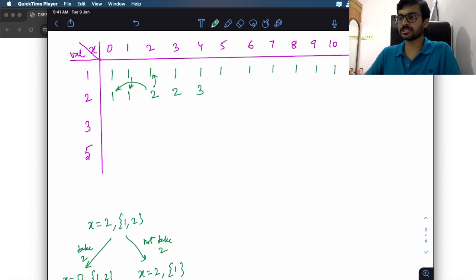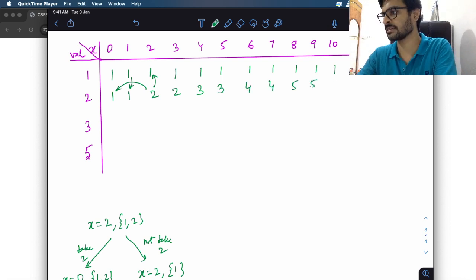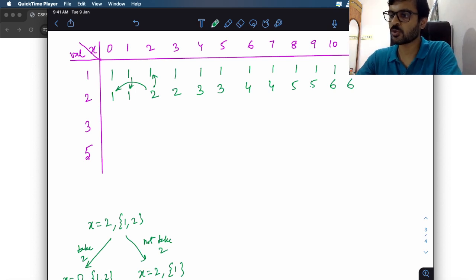What are the three ways for 4? The three ways are 4 ones, 2 ones and 1 two, and 2 twos. So those are the three ways. Similarly, we'll have three ways over here. 1 plus 2, 3. Then here it should be 4, 4, 5, 5, 6, 6. Something like this. So 11 can be formed in 6 ways using just 1 and 2.